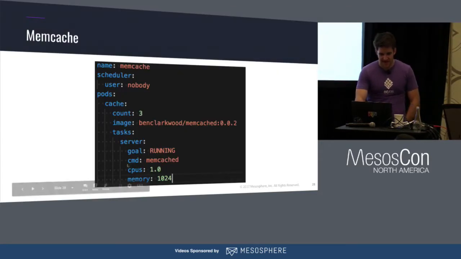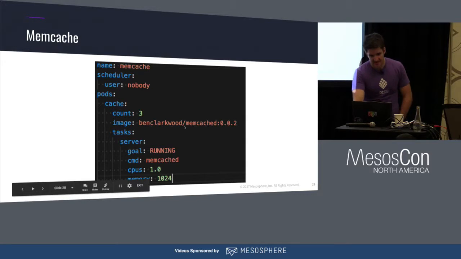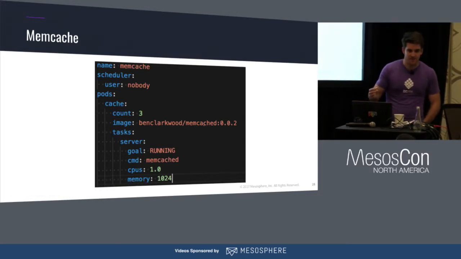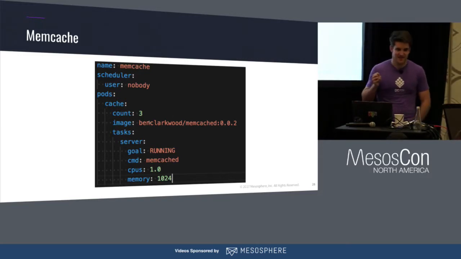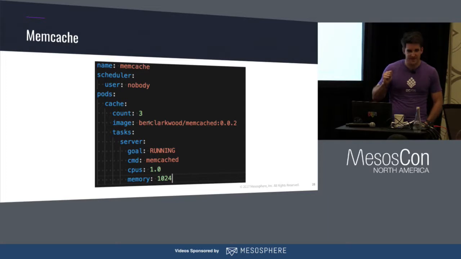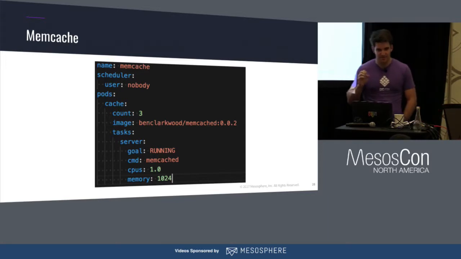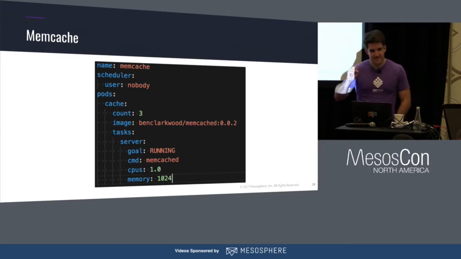OK, so let's look at how we'll actually start to do memcache. I've built a Docker image that has memcache on it. It's not going to come up and try to run it or anything like that. So the simplest possible case of memcache is to say, yes, I want three of these using this Docker image, and then I'm going to put the command in as memcache. It's going to launch three pods.